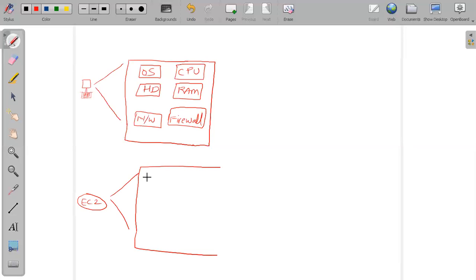We have AMI, Amazon Machine Image. Just now we talked about that, right? We discussed that. Next we have instance. Sometimes the digital pen troubles a lot. Instance type.